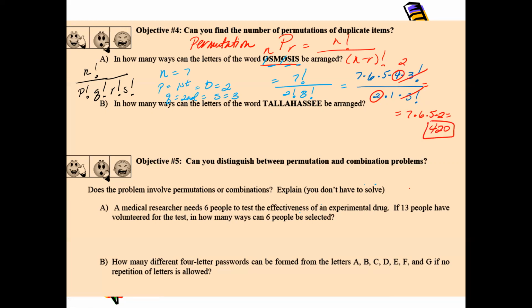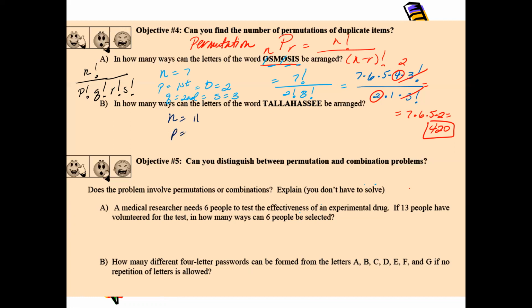And that is your answer. You guys can go ahead and do Tallahassee. I'll help you set it up. 1, 2, 3, 4, 5, 6, 7, 8, 9, 10, 11. 11 is your N because there are 11 letters.